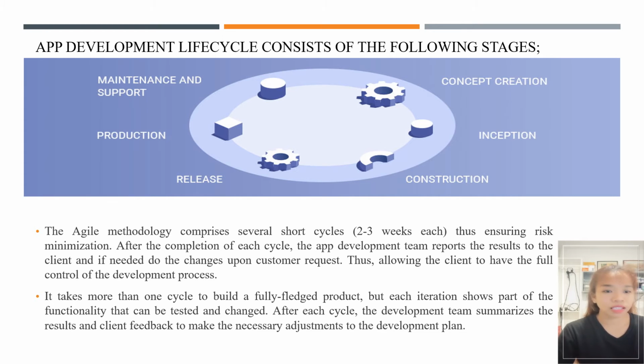Next, it takes more than one cycle to build a fully fledged product, but each iteration shows part of the functionality that can be tested and changed. After each cycle, the development team summarizes the result and client feedback to make the necessary adjustments to the development plan.